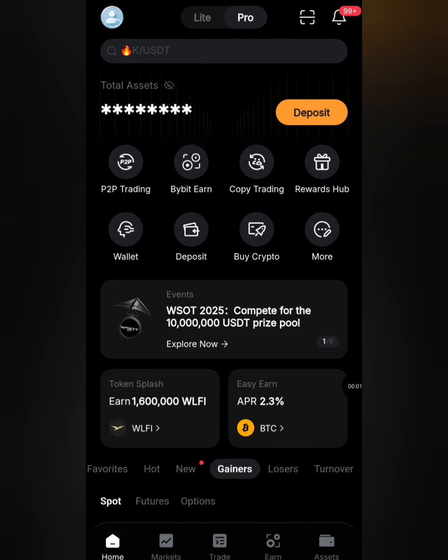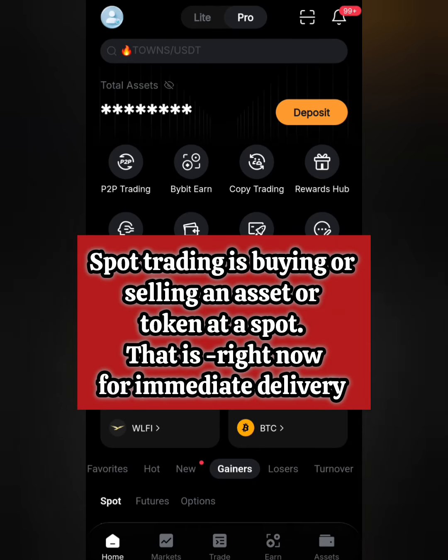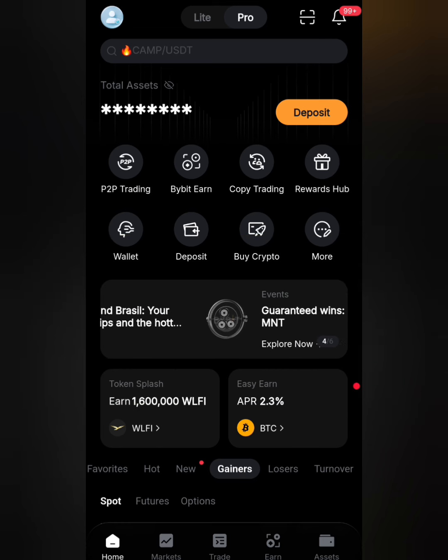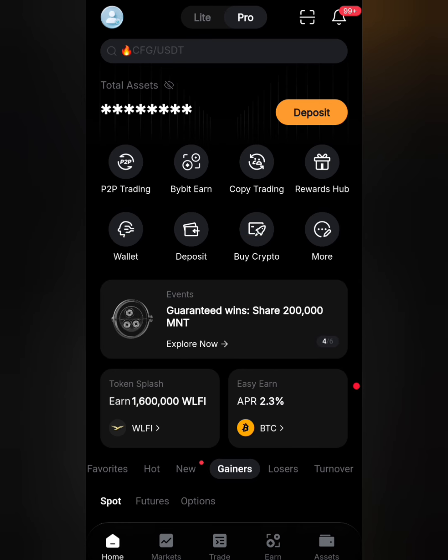So guys, what is spot trading? Spot trading is buying or selling an asset, for example BTC, BNB, and Ethereum, at a spot or at the current market price for an immediate delivery. That is, you want to buy it now and you want to have that asset at your disposal. You perform spot trading to get it.